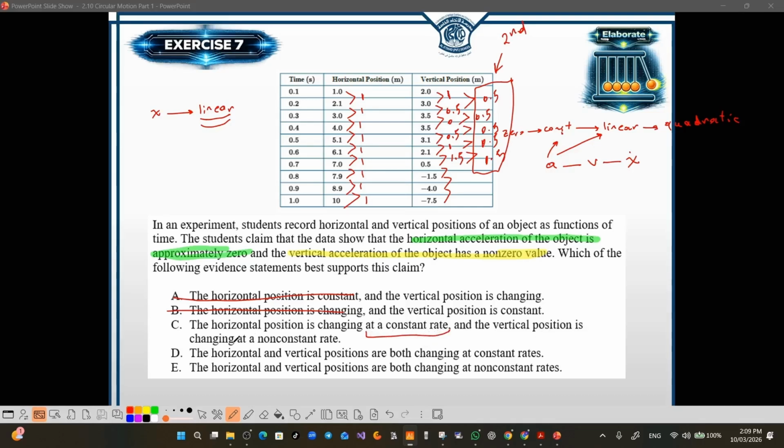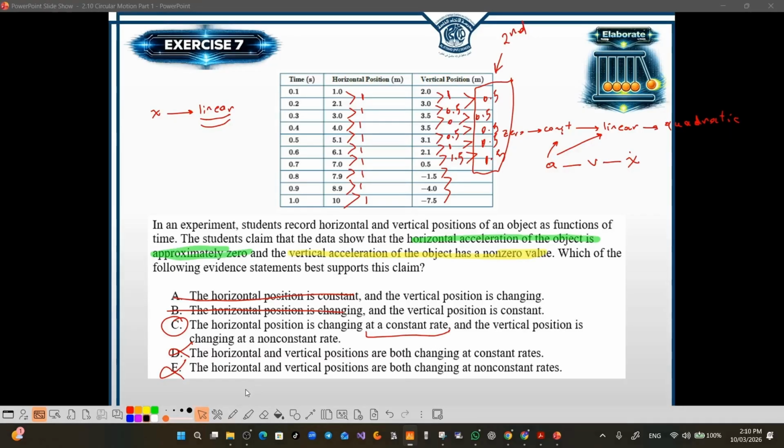And the vertical position is changing at a non-constant rate? Yes, it's changing but not linearly. So possibly C. The horizontal and the vertical position are both changing at a constant rate? No, they are behaving in different ways. And also E, no, because they are behaving in different ways.